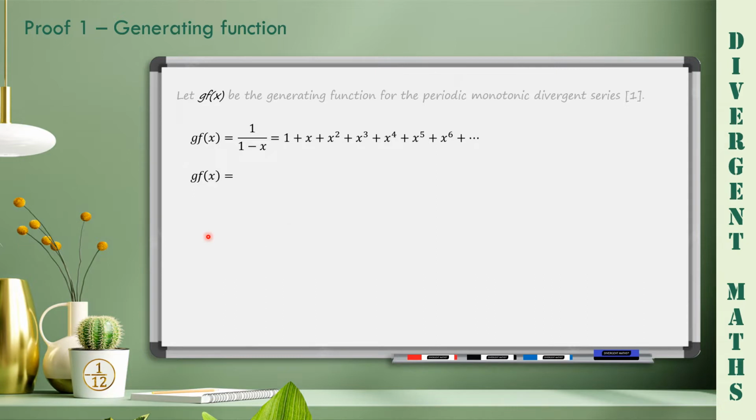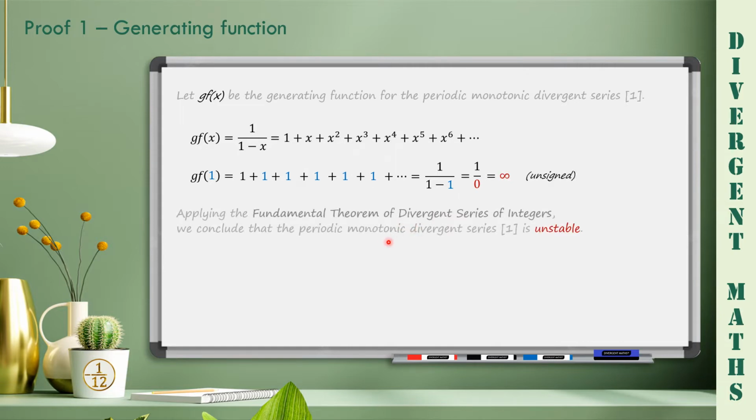So if we write down that equation again in its expanded form and then we replace x with 1, we get 1 plus 1 plus 1 plus 1 plus 1, which translates on the right hand side to 1 over 1 minus 1, which is 1 over 0, which is of course infinity. So infinity unsigned.